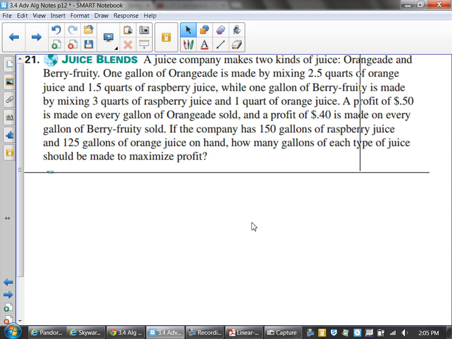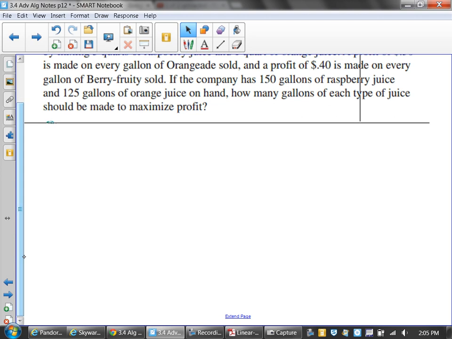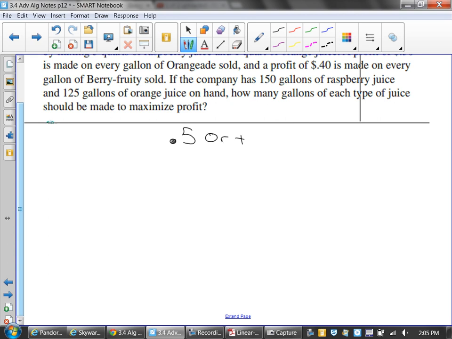All right, so when you look at this problem, I started working this stuff off last hour in Flex because I know a lot of people kind of hit the wall with Orangeade. Now, this problem is asking you to maximize your profit. So you got to look into what profit you make. Well, you're making 50 cents on the orange plus 40 cents on the berry fruity, yes. So that is our overall objective, to make some money.